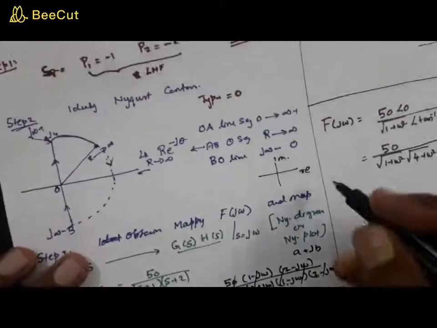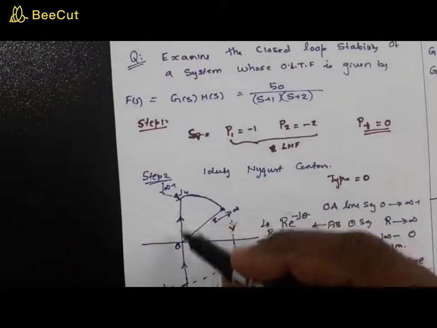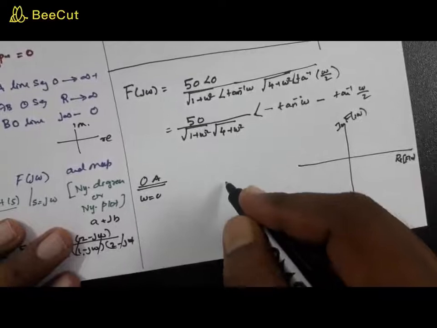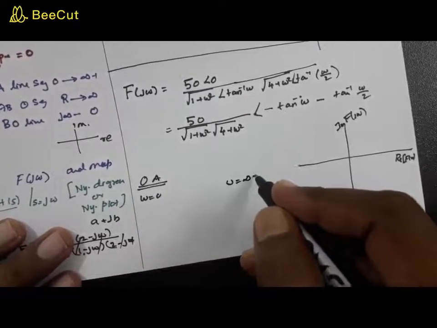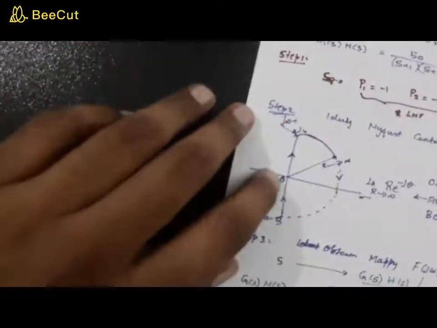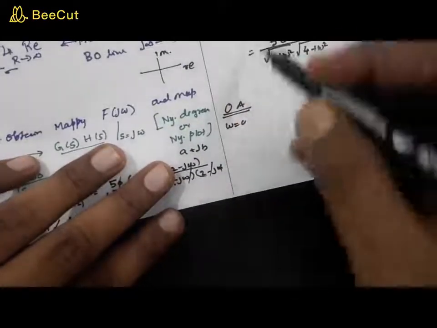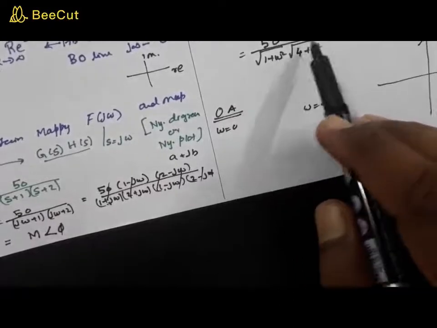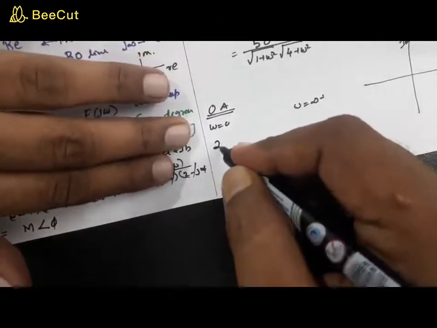Now the first segment that I need to plot is OA. Plotting OA means I want to plot 2 points, that is at omega is equal to 0 and omega is equal to infinity plus, this is j infinity plus. Now doing that, at omega is equal to 0, let us see what is the magnitude. When you put omega is equal to 0, you will get this value as 25.